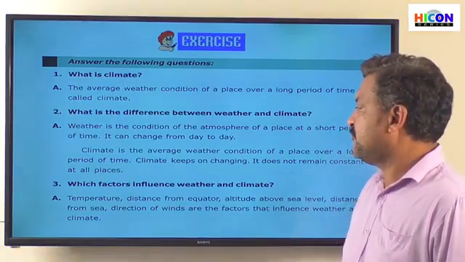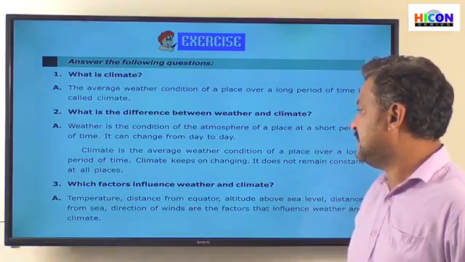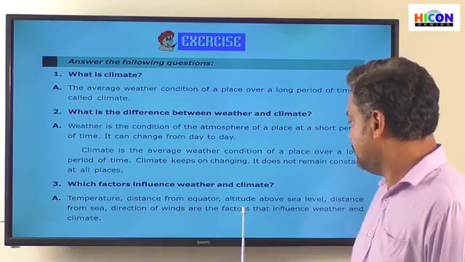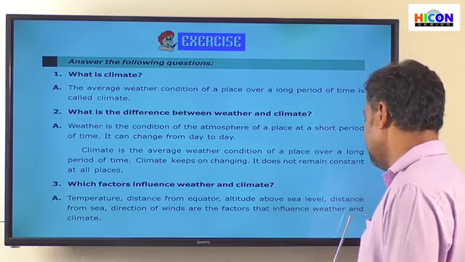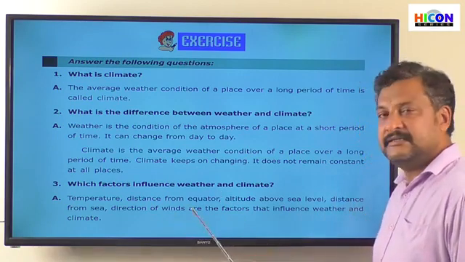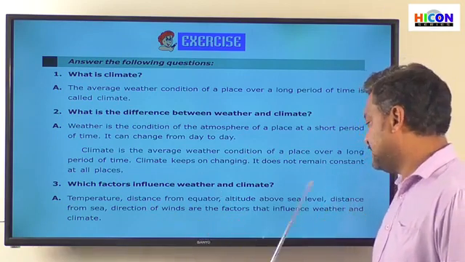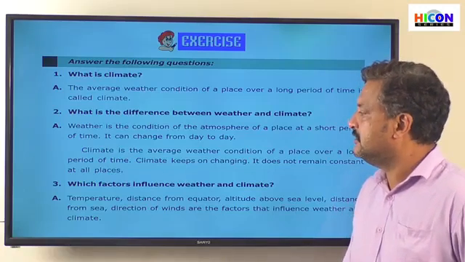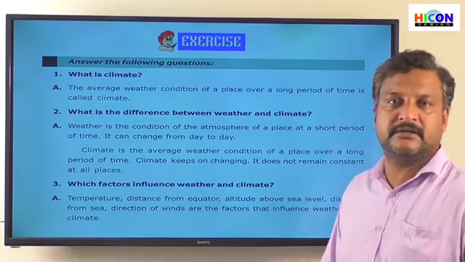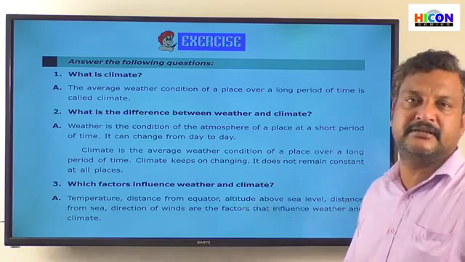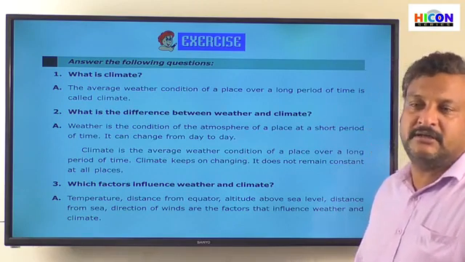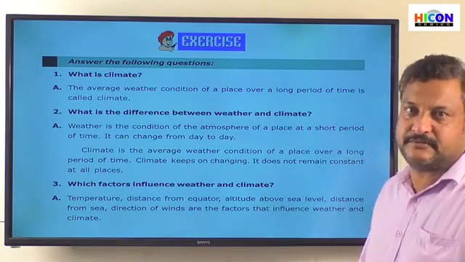Third question. Which factors influence the weather and the climate? Temperature, distance from the equator, altitude above sea level, distance from the sea, direction of wind are the factors that influence weather and the climate. So these are the first 3 questions. I will keep the screen the same for another minute so that you can read them once yourselves, and then we will go on to the next set of questions.